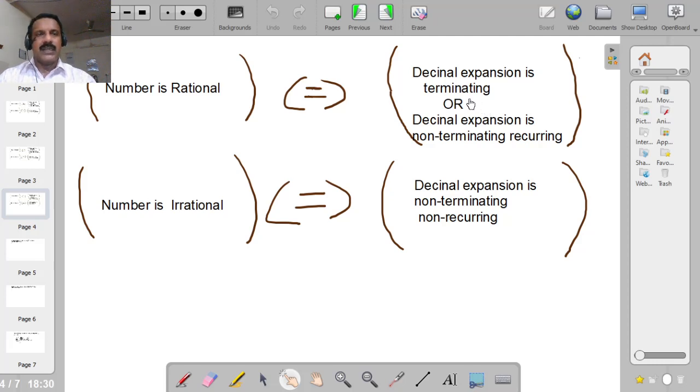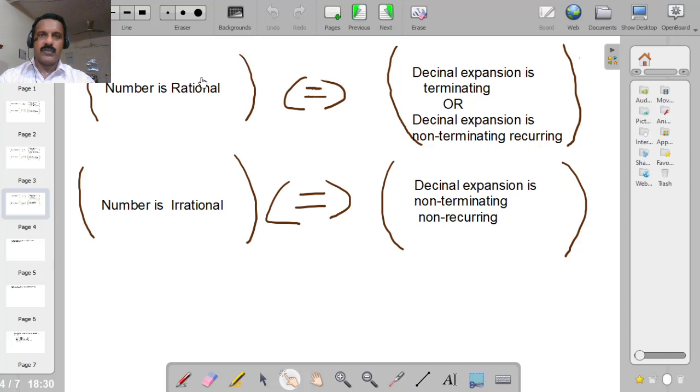For a number, if one of these conditions is satisfied, the converse is also true. If we get a decimal expansion which is terminating, or if the decimal expansion is non-terminating and recurring, then surely the number is rational. This is the implied by.